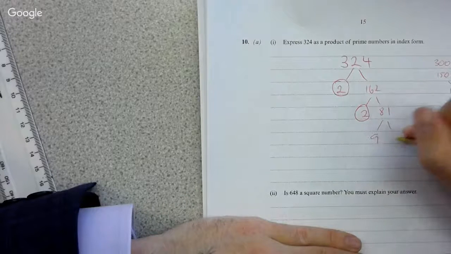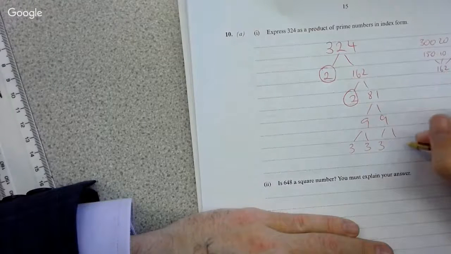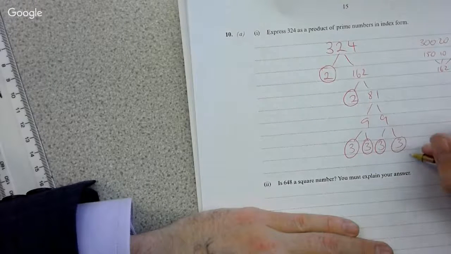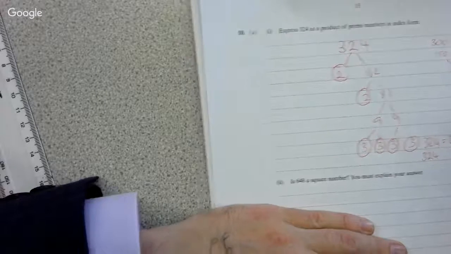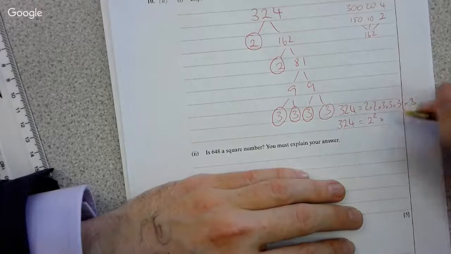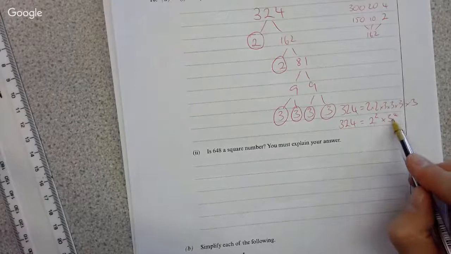And then 81 is 9 times 9. To make 9 times 9, 3, 3, 3, and 3, and they are all prime numbers. To then write that in index form, I'm going to say 324 is equal to 2 times 2 times 3 times 3 times 3 times 3. Don't really write in this bit in your exam because it says examiner only. Don't actually write in there tomorrow. And then we'd get that in index form would be 2 squared times 3 to the power of 4.